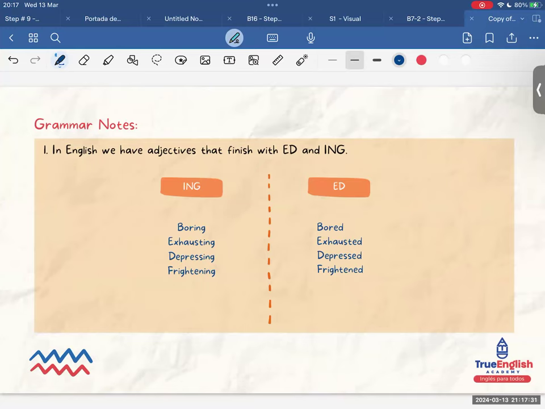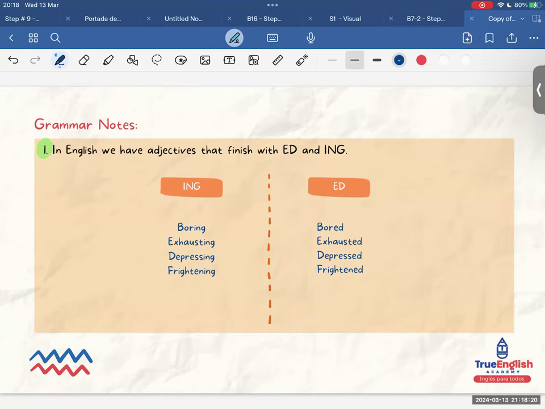Let's go with number one. Octavio, can you help me to read, please? In English, we have adjectives that finish with ed and ing. Examples. ING: boring, exhausting, depressing, frightening. ED: bored, exhausted, depressed, frightened. Very good.